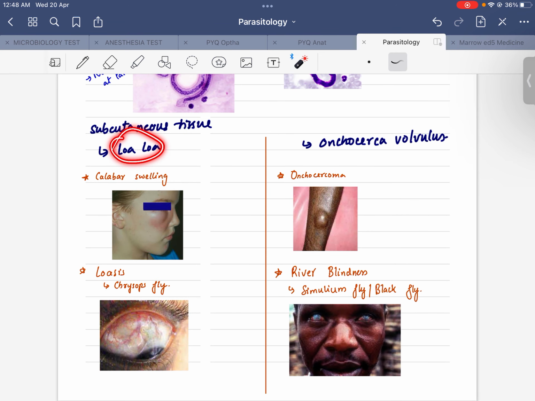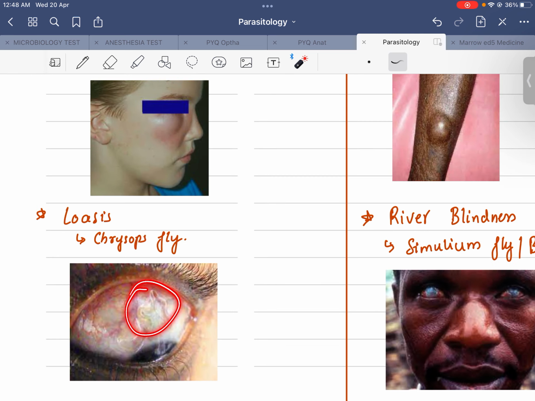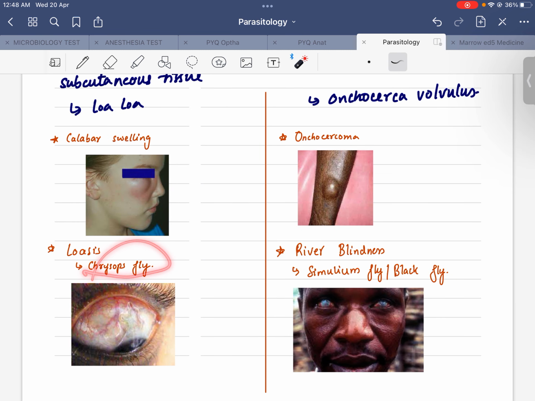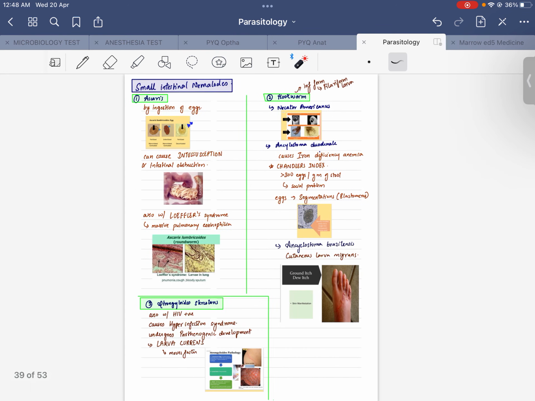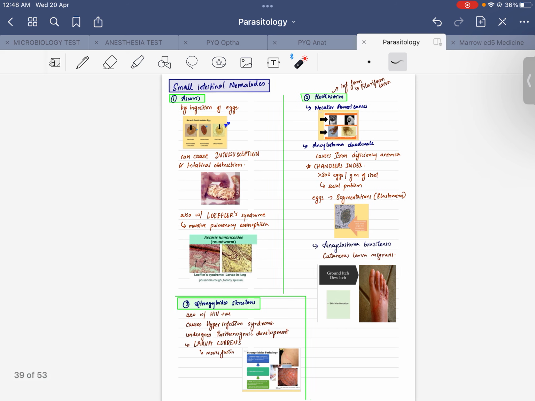Loa loa causes Calabar swelling and loiasis. Here look at the worm in the conjunctiva, transmitted by Chrysops fly. You can remember, you're crying Loa loa. You're saying Loa loa and you're crying, and when you cry, you have the swelling like this. So Loa loa for Calabar swelling. So that is about the nematodes. So this is about the parasites.